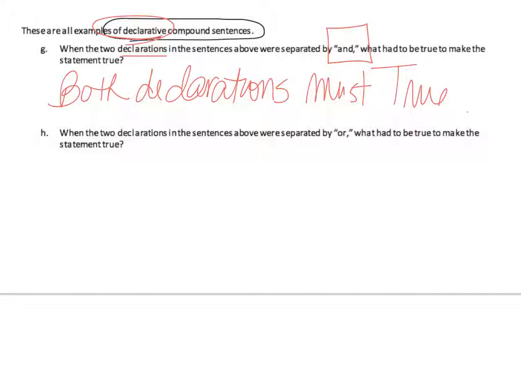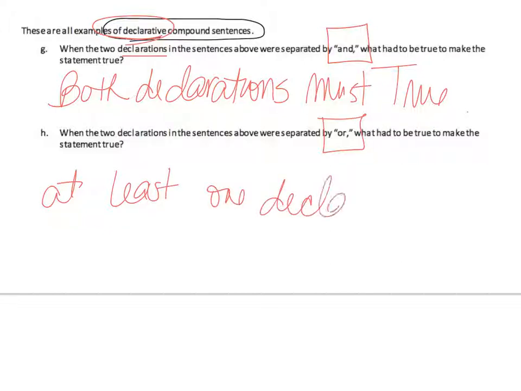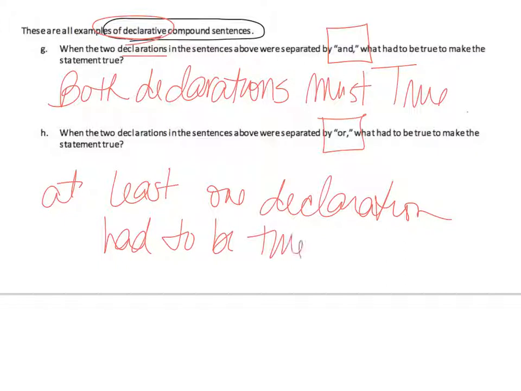When the two declarations in the sentences above were separated by an or, what had to be true to make the statement true? At least one declaration had to be true for that to be true, right? Cool.